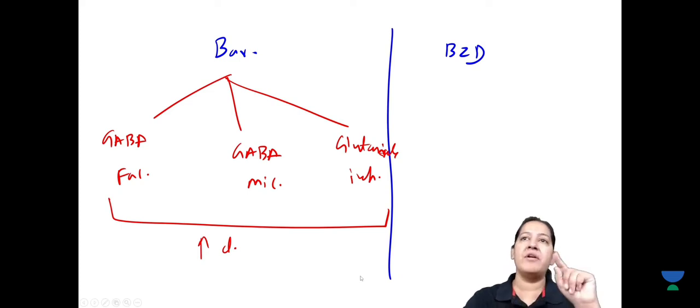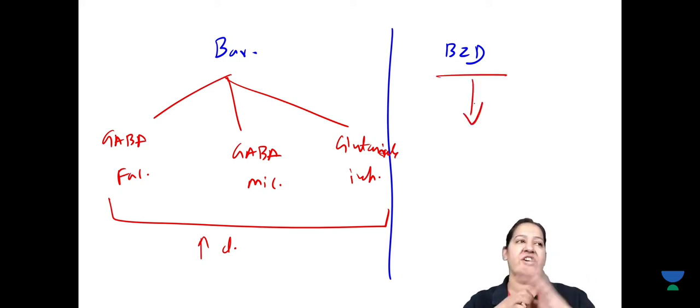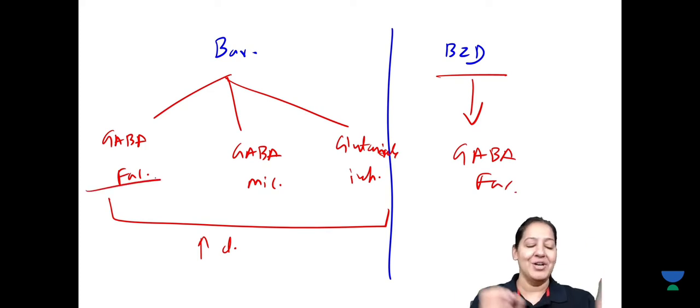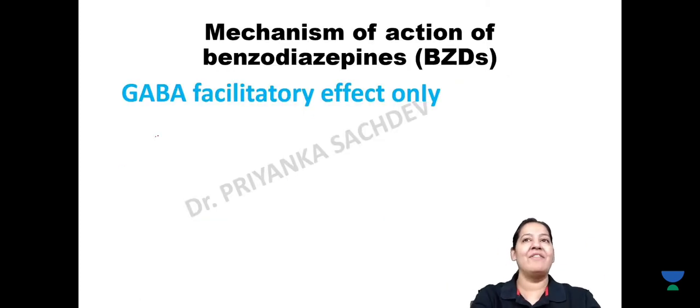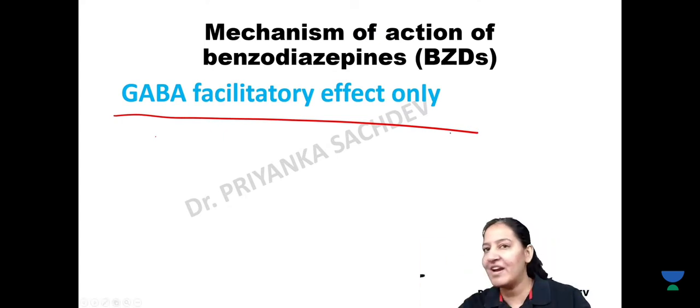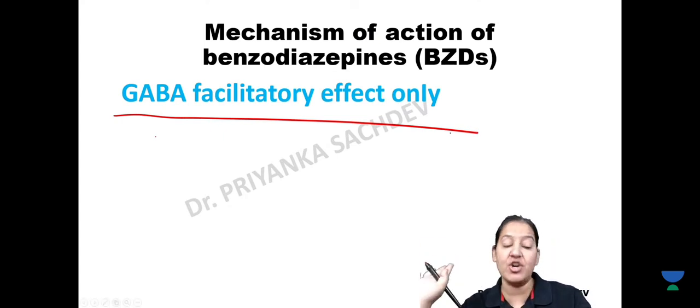On the contrary, benzodiazepine have only one mechanism of action, not the three. Only one mechanism of action, that is GABA facilitatory. I have already taught you that action. It is not having GABA mimicry action. It is not having action on glutamate. It is having only one action, GABA facilitatory action.